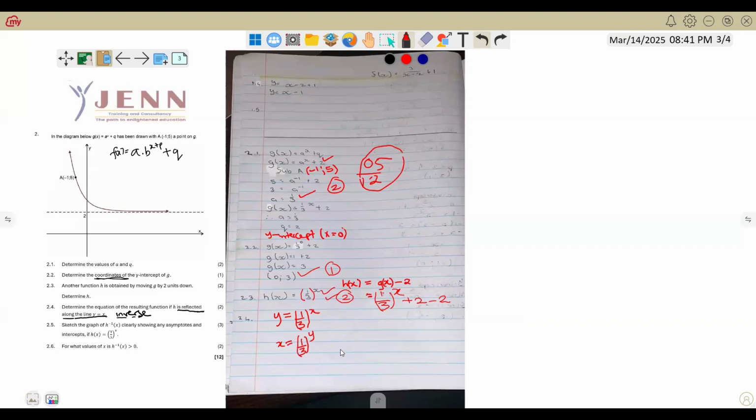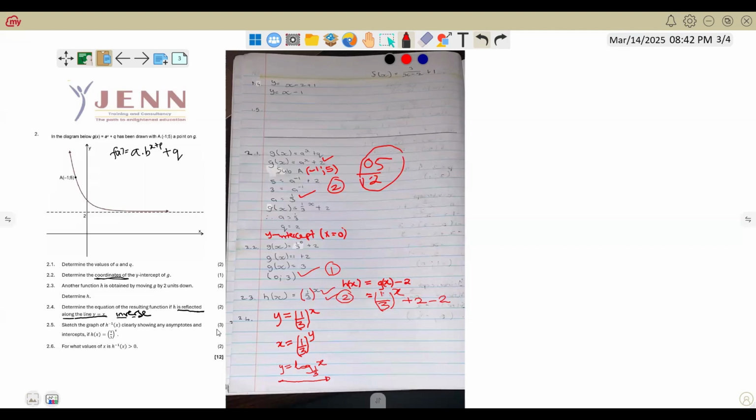Then from there, your y is equal to... Then we change it into y is equal to log x over log 1 over 3, with the base being 1 over 3. Is that clear?